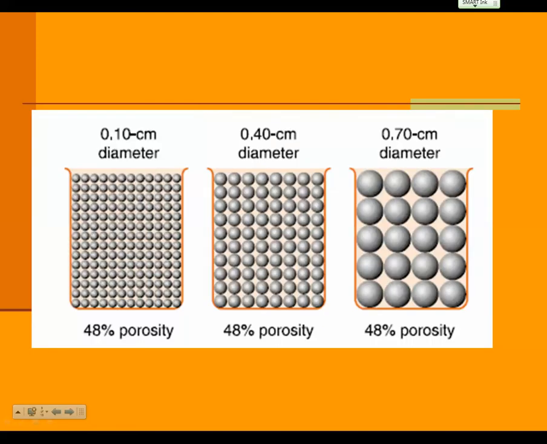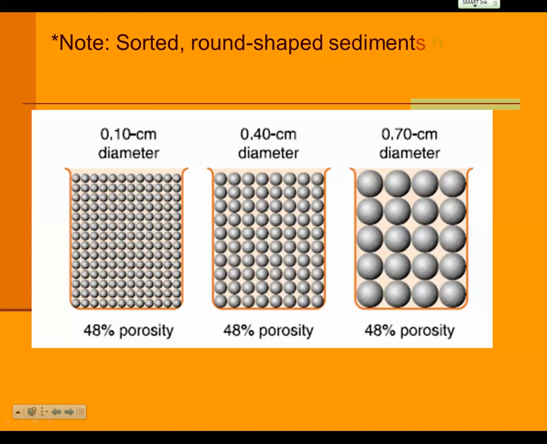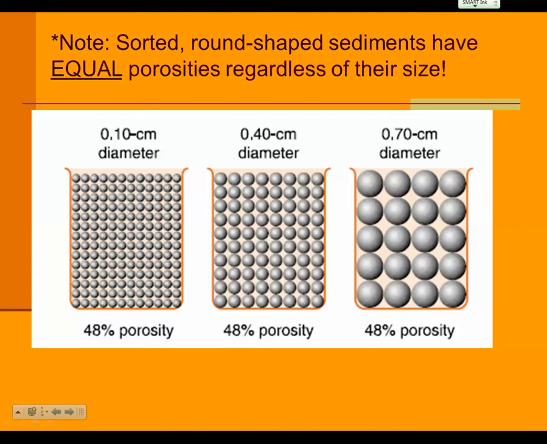Okay, there's a little side note here I think that's interesting. If you have a bunch of sediments that are different sizes but all round, all the same shape, in this case round, they will have equal porosities regardless of their size. Now I know this is not an ideal situation. In real life, sediments aren't like these spheres. But it is interesting to note that in this case, they all have 48% porosity.